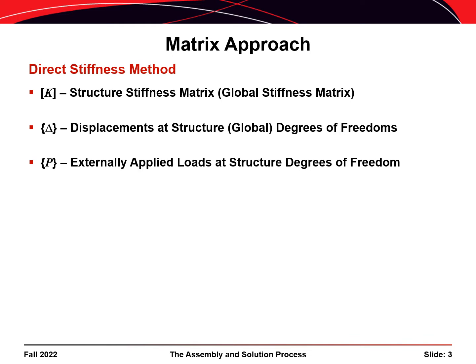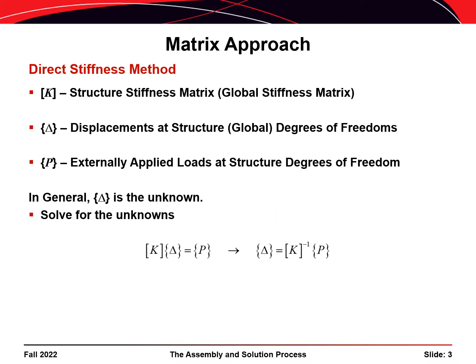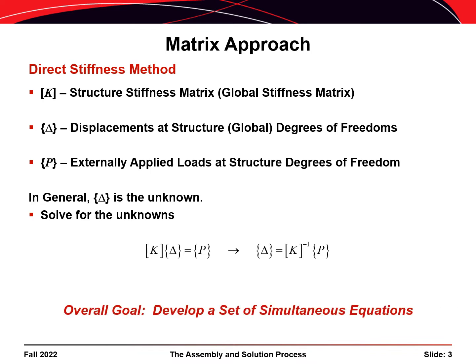We learned in the first presentation on the direct stiffness method that the method basically revolves around a structure or global stiffness matrix K, displacement vector delta, and a vector of externally applied loads P. In general, the goal of the direct stiffness method, after we develop the stiffness matrix and the load matrix, is to solve for the nodal displacements delta. Ultimately, the overall goal is to develop a set of simultaneous equations that can be solved by the computer for the nodal displacements.